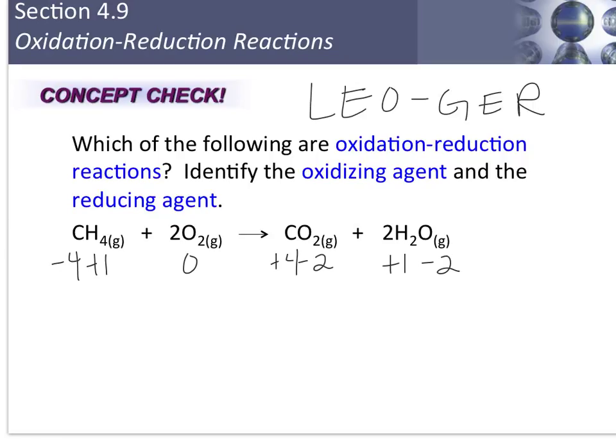Now let's figure out what is oxidized and what is reduced. If we take a look at the methane and the carbon specifically, we're going from -4 to +4. So we are losing electrons. Lose electrons means oxidized. So the CH4, the methane, is oxidized.